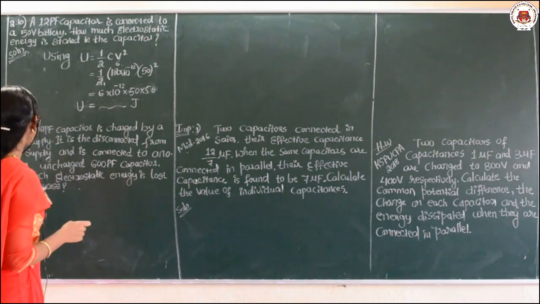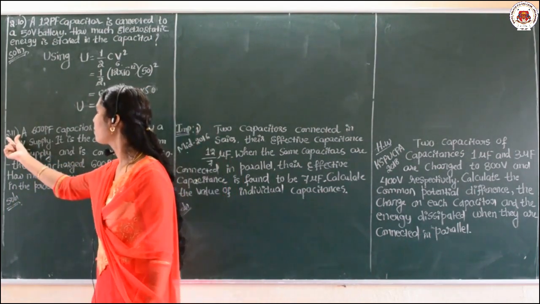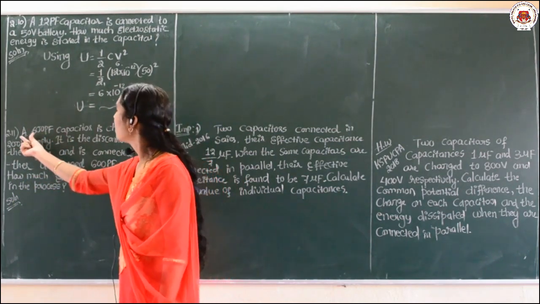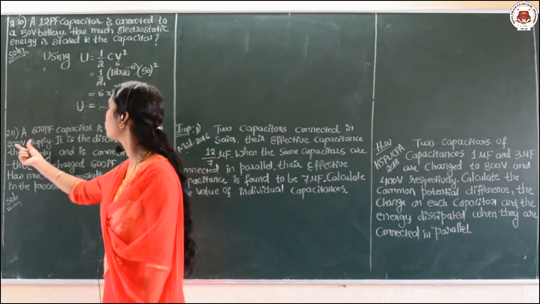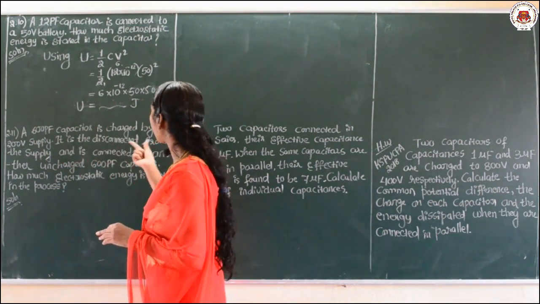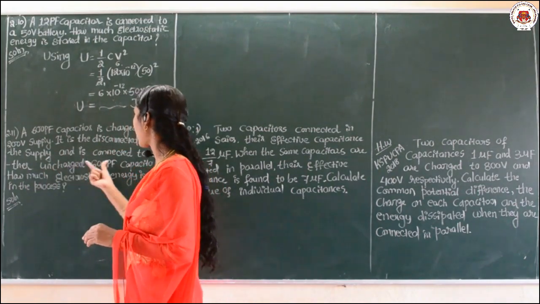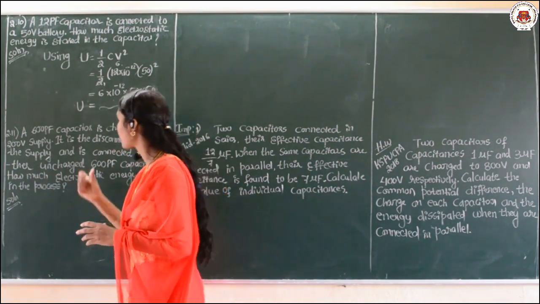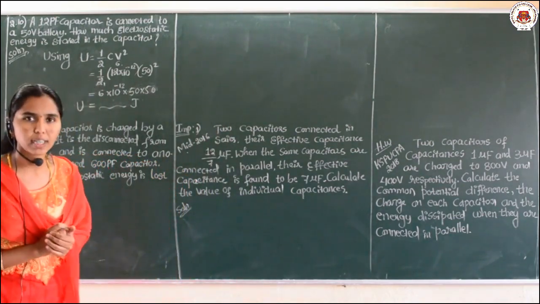Then moving to another important type of numerical, that is 2.11 in the NCERT textbook. A 600 picofarad capacitor is charged by a 200 volt supply. It is disconnected from the supply and is connected to another uncharged 600 picofarad capacitor. How much electrostatic energy is lost in the process? Very beautiful question it is.